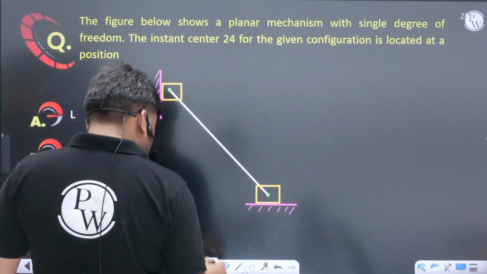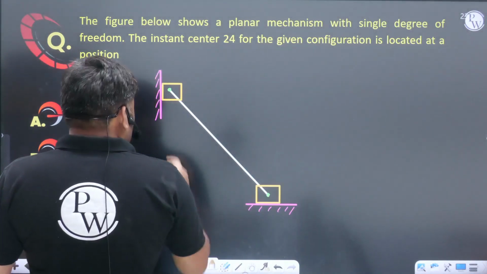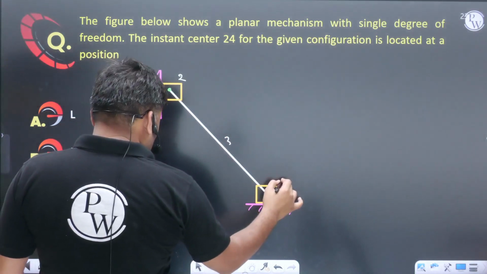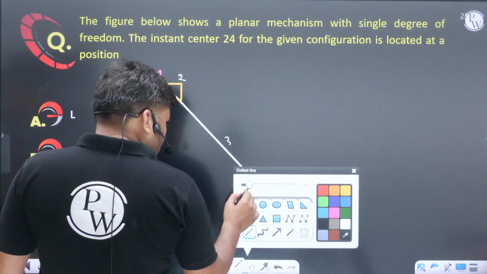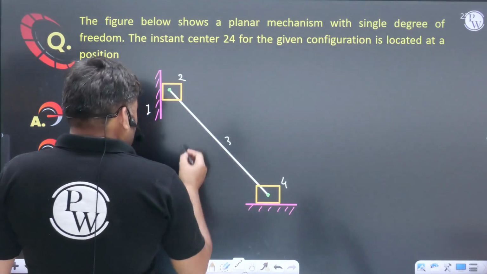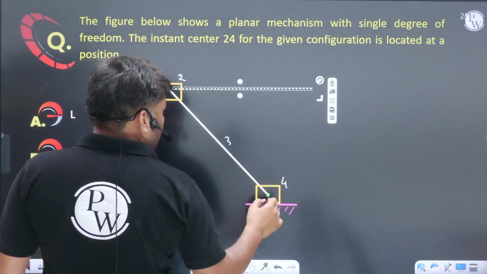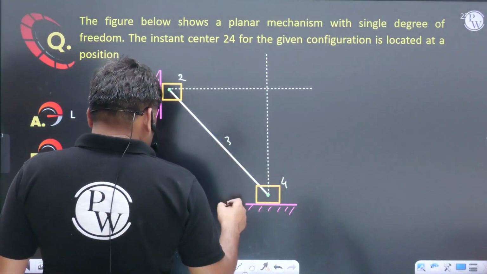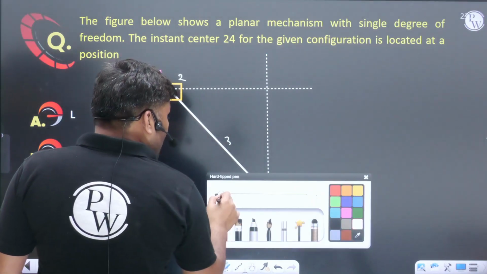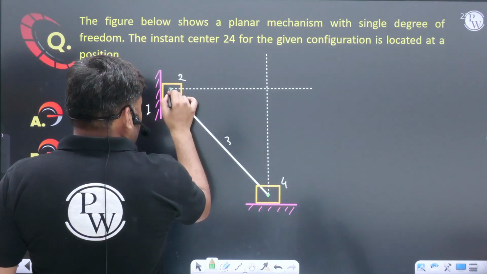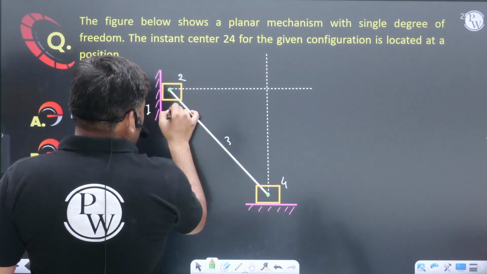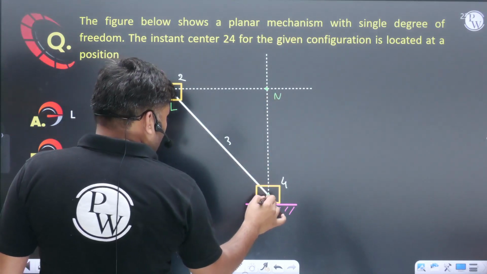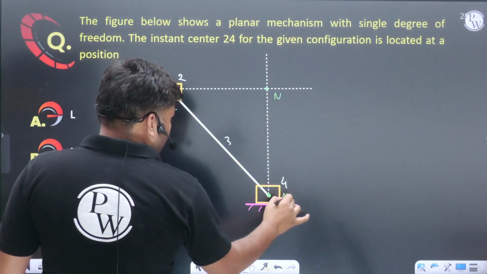Getting my point? They have given it some names: this fixed one is your link number 1, this is link number 2, this is link number 3, and this is your link number 4. They have made a proper diagram, with dotted lines, and have marked some points also. This point is L, this is point N, beta, and this is your point M.